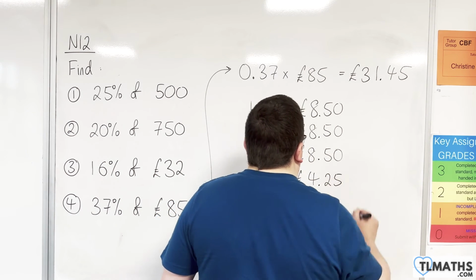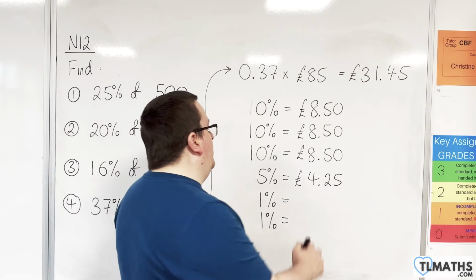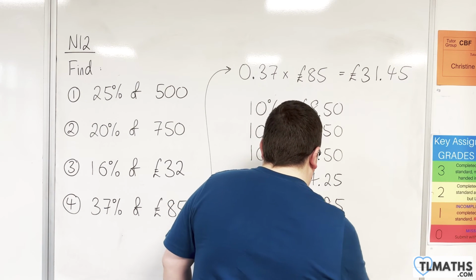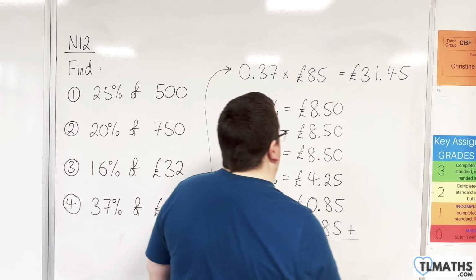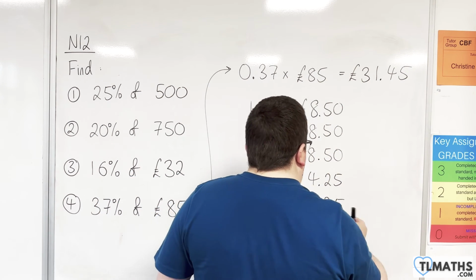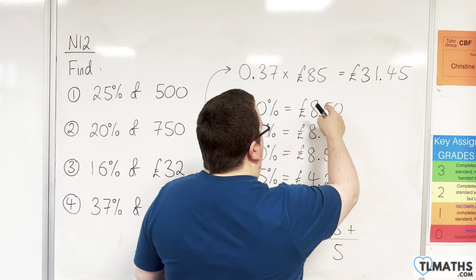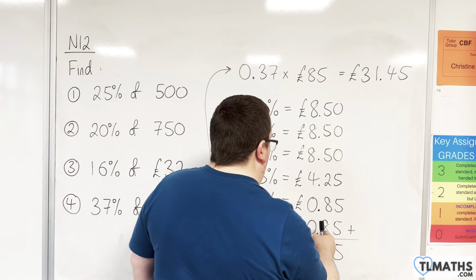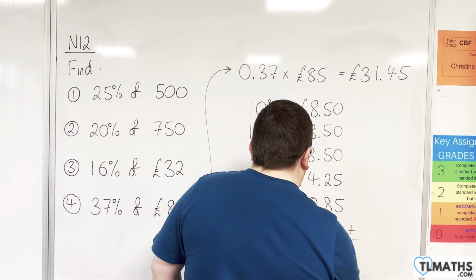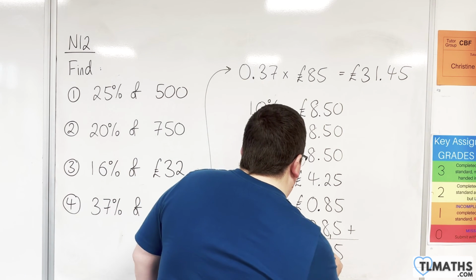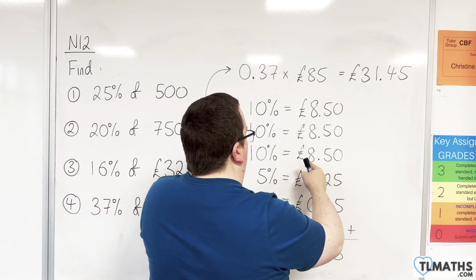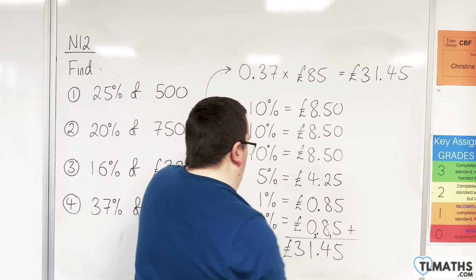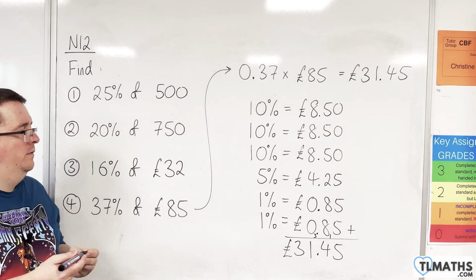Some people will be confident doing that. 1% will be 85 pence, so 0.85 and 0.85, and then I've got to add them all together. So 5, 10, 15, we've got 5, 10, 15, 17, 25, 33, 34, decimal point, 8, 16, 24, 28, 31. And so that's your £31.45 that way.